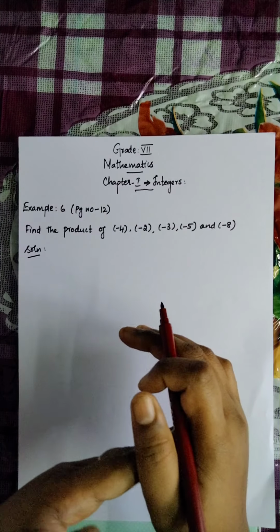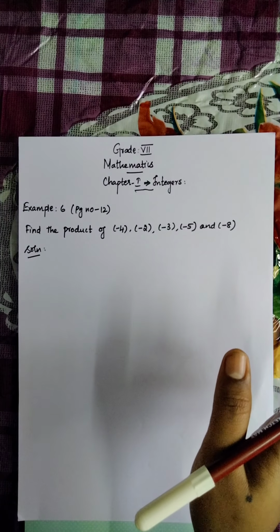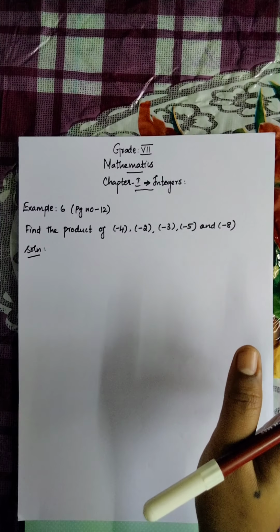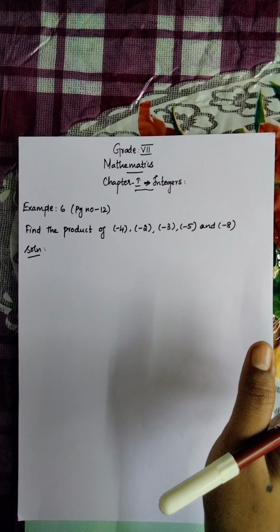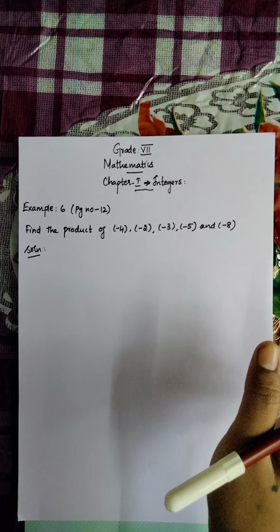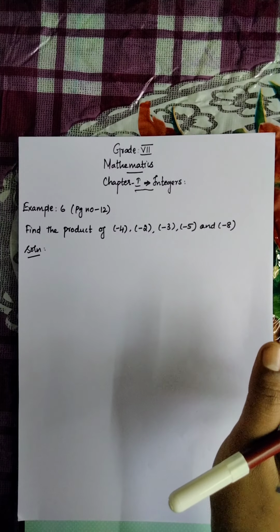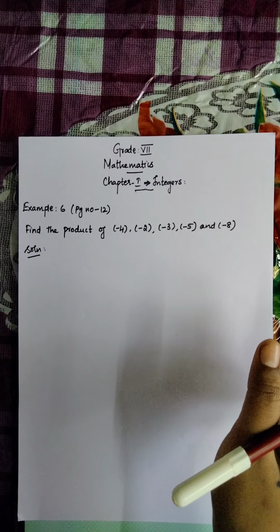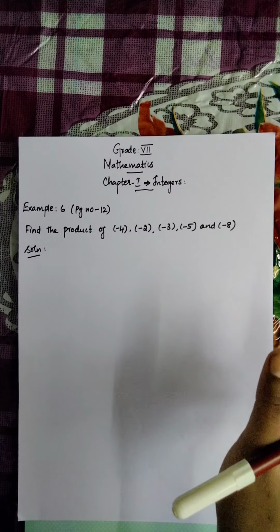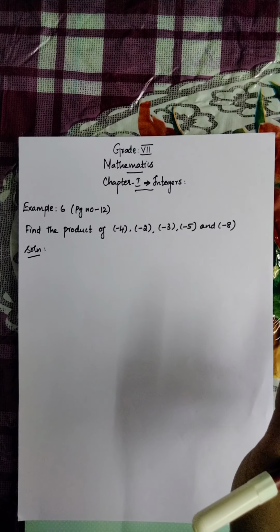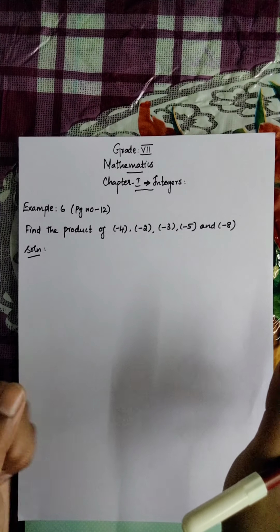Under the integers, we have already completed two headings, right? What are the headings we have completed? Properties of addition and properties of subtraction, right? Multiplication we have started. I have given two rules. Do you remember? What is the first rule?